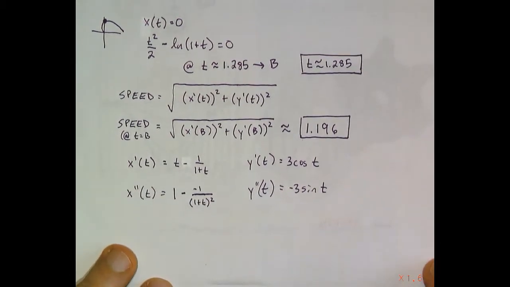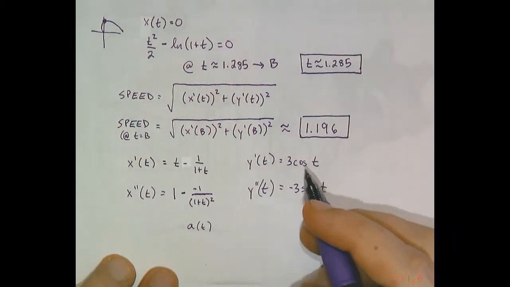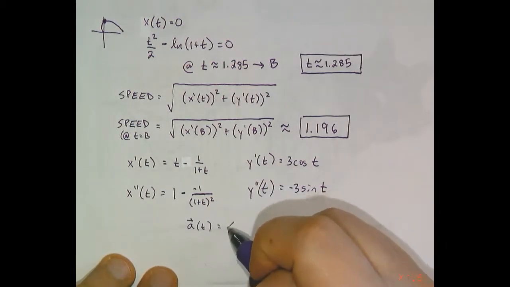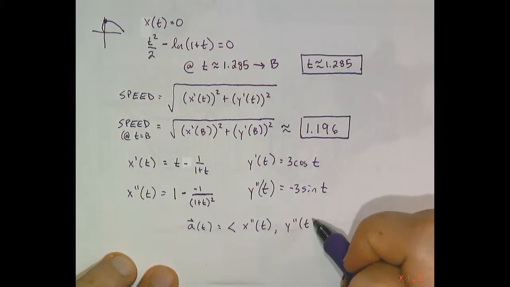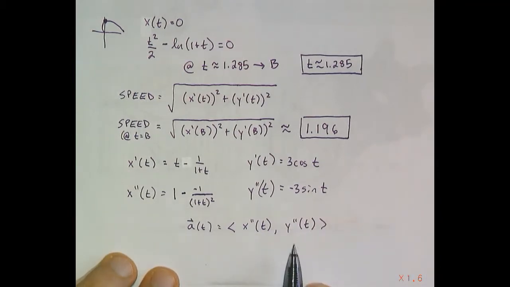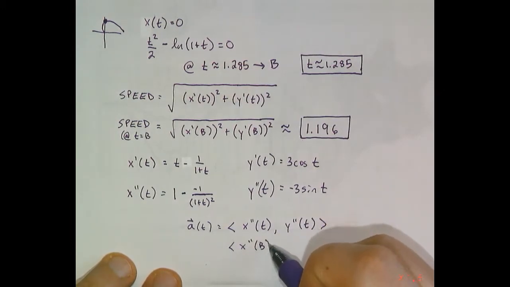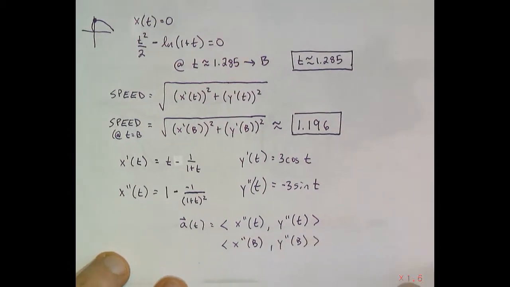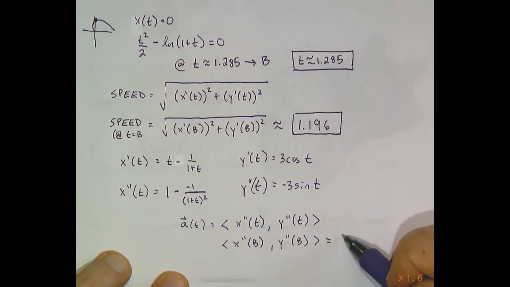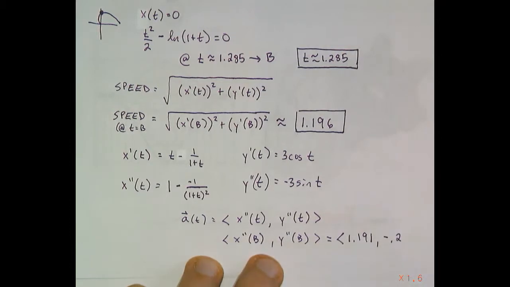So our acceleration vector would be x prime prime of t comma y prime prime of t, and then I want the acceleration specifically at time b, so x prime prime of b comma y prime prime of b gives us the acceleration vector, and we won't do that one again on the calculator, but if we typed it into a calculator, we get values of 1.191 comma negative 2.879.